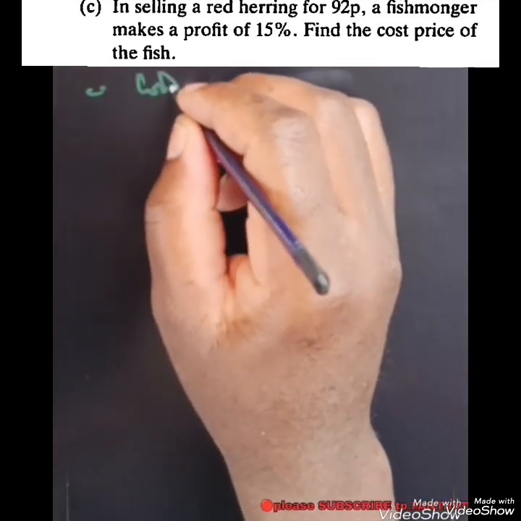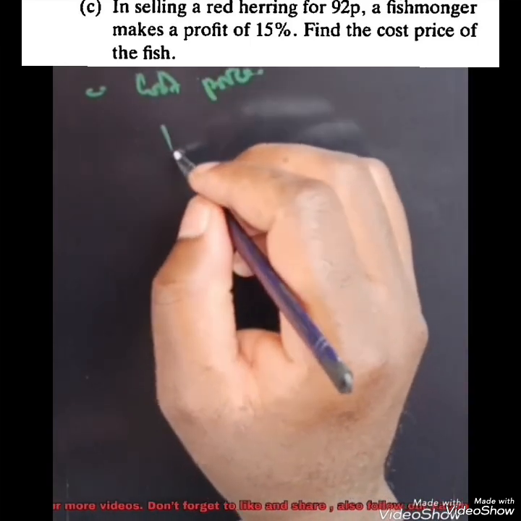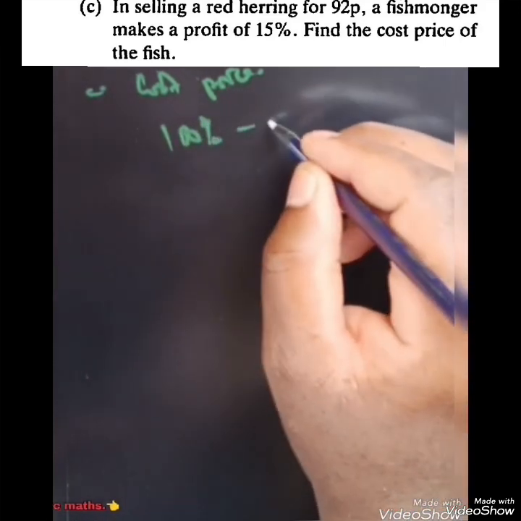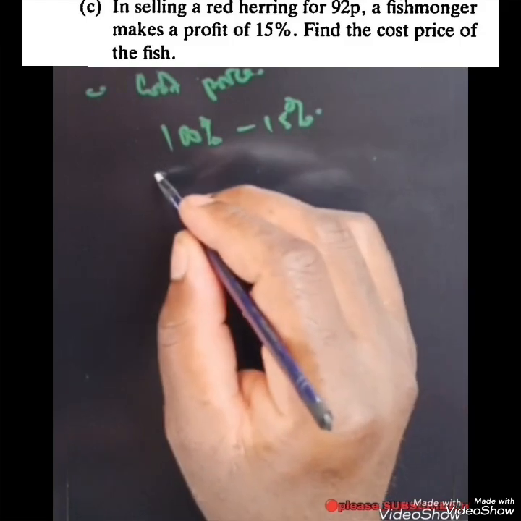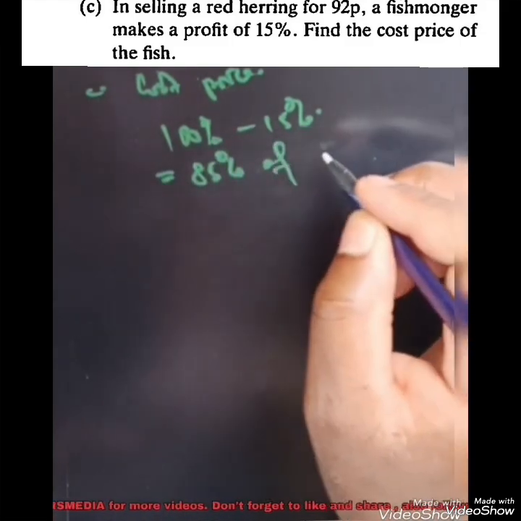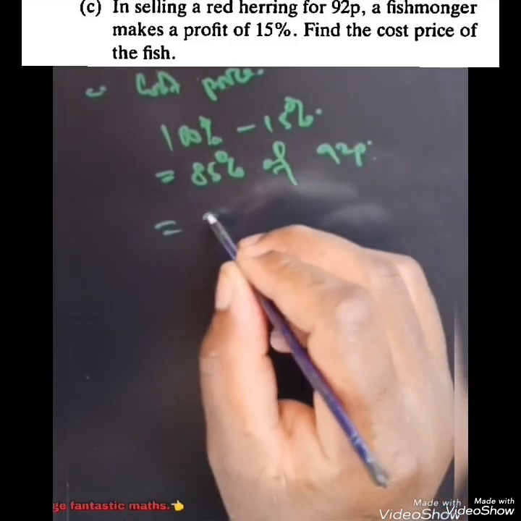In selling a red mullet for 92p, a fishmonger makes a profit of 15%. Find the cost price of the fish. So we need the cost price. We subtract 15% from 100%, so we've got 85%. So we need to find 85% of the 92p.